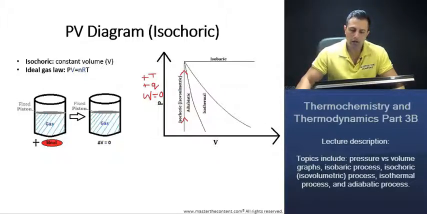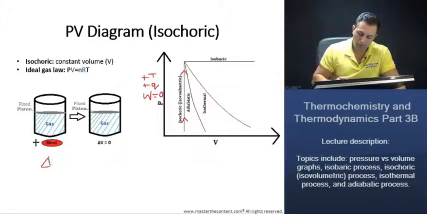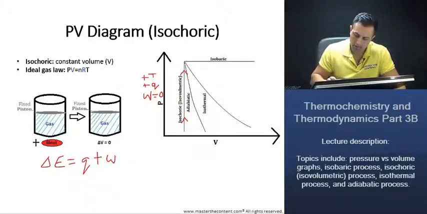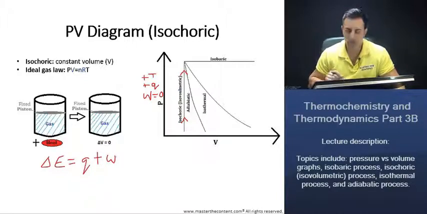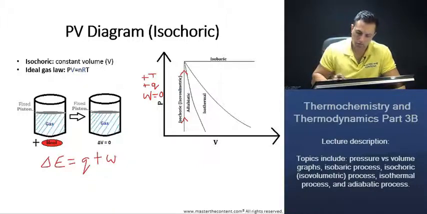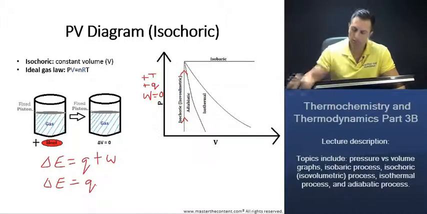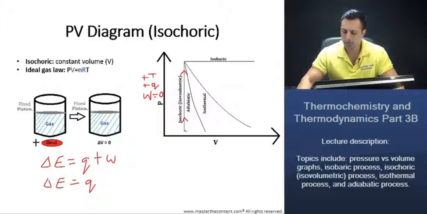Now, if we remember our internal energy equation, anytime a system wants to exchange energy with its surroundings, it's always heat plus work. Since work is 0, the change in internal energy is just the heat. So as we move up the isochoric line here, we notice that the internal energy is also increasing as we go up. Perfect.